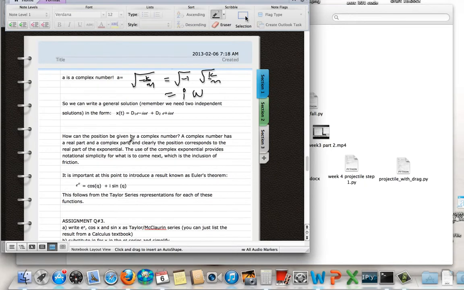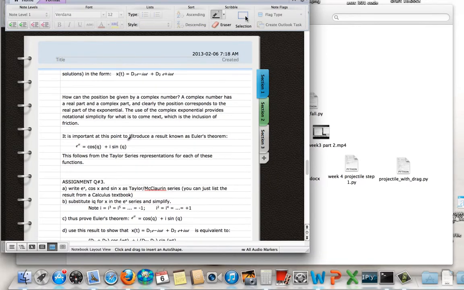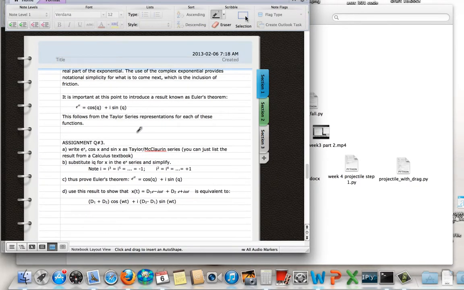Now, how can we have a position given by a complex number? Well, it's understood when we do this that we're using the exponential to make the solutions easier. But of course, if we ever want to graph the motion or get real values for the motion, we're just going to take the real part of that complex exponential. In order to find that, it's helpful to know Euler's theorem, which says e to the i theta is cos theta plus i sine theta. You're going to prove that here using Taylor's series.